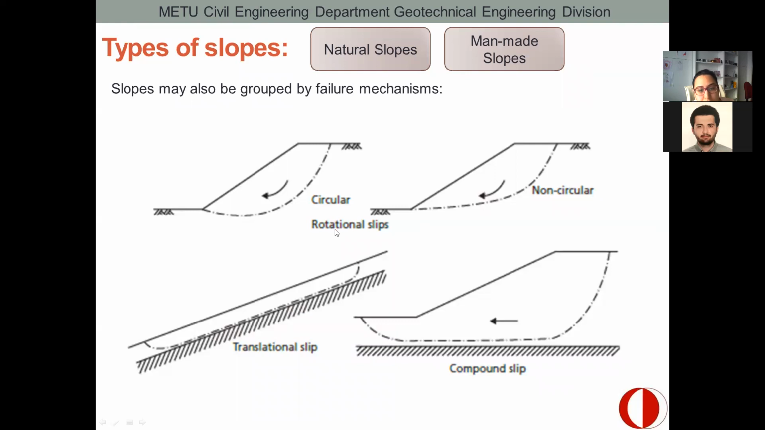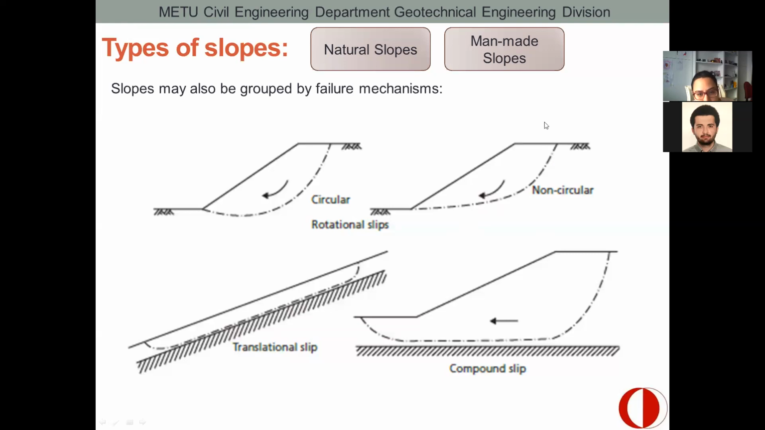Sometimes, because of the different layers in the soil profile, we can still have a rotational slip, but the failure surface may not be a full circle or a full arc. In that case, we are going to call it a non-circular slip. So these two things are called rotational slips because the failure surface has similar mechanisms, okay?